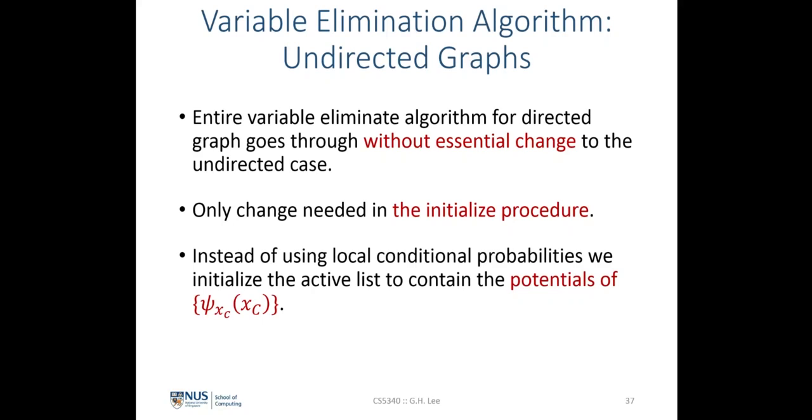Now, the entire variable elimination algorithm for directed graphs can be used without any essential change for the undirected case. The only change that we will need is in the initialization procedure. So instead of the conditional probabilities that we use for a directed graph, we will now make use of the list of potential functions, whose definition we have seen in the previous lecture on undirected graphical models or Markov random fields, to initialize the active list.